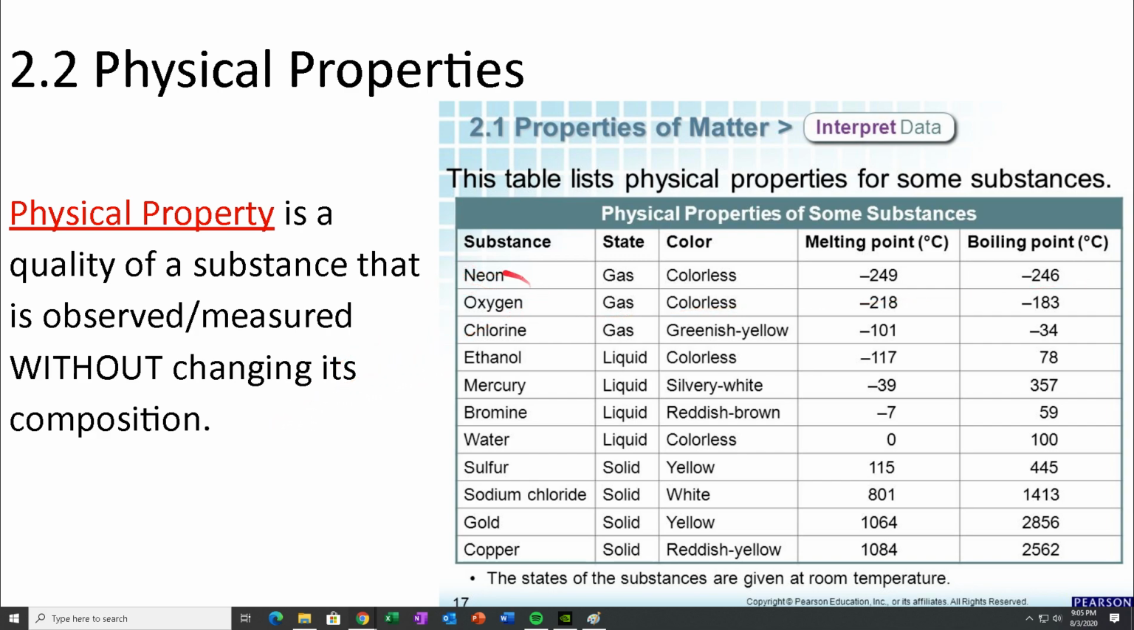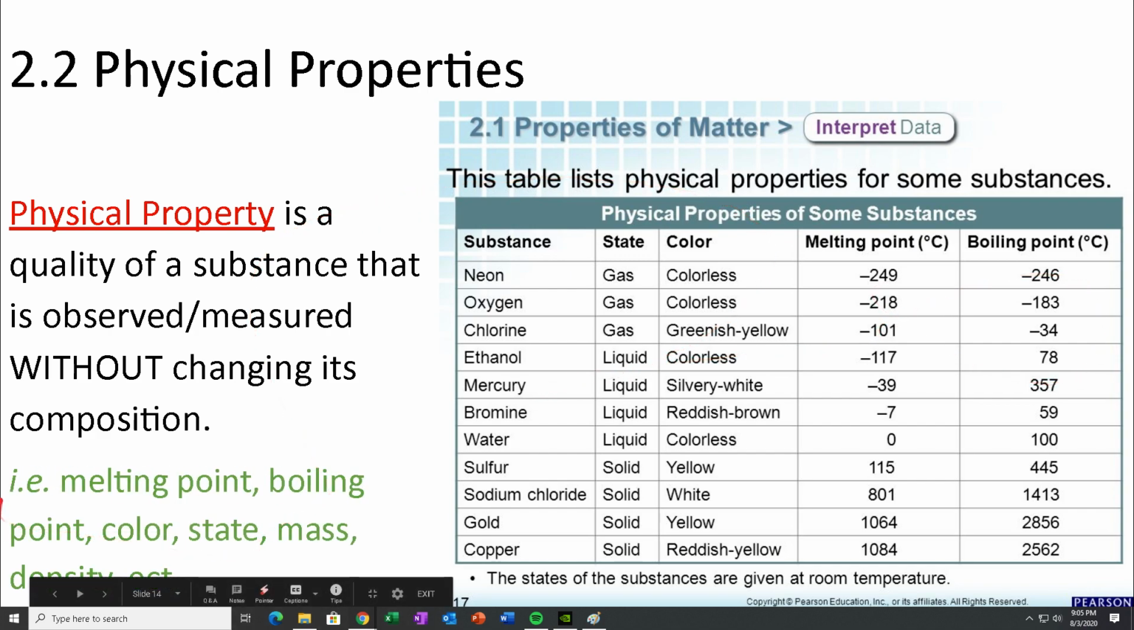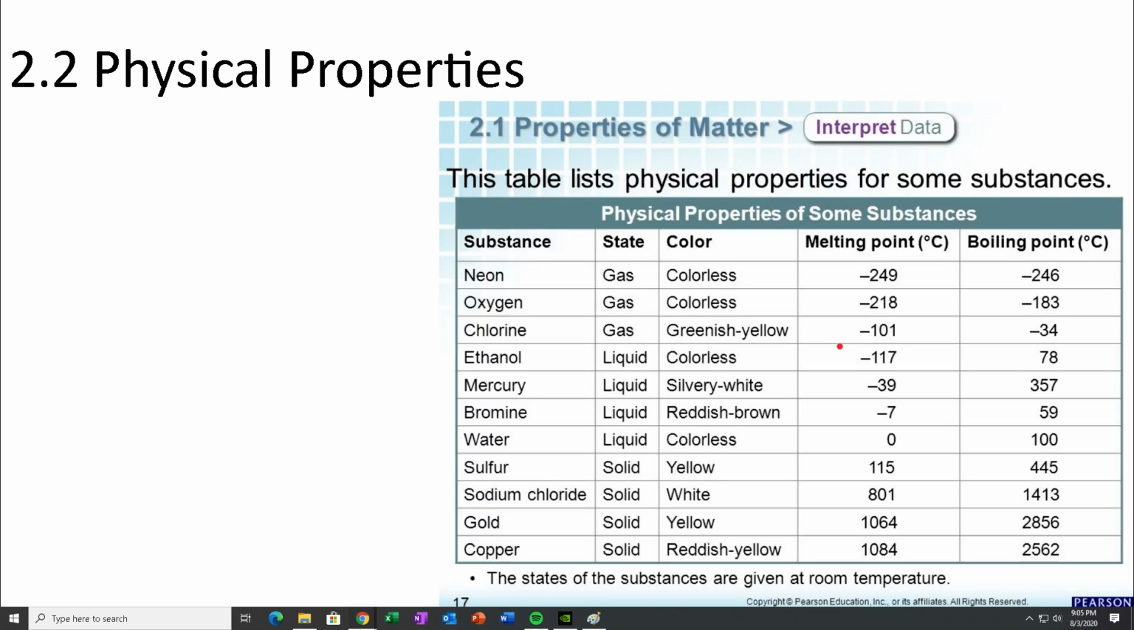For instance, we have neon here, the state that it's in. Color is a physical property. Melting point and boiling point as well. Again, these things do not depend on changing its chemical property.